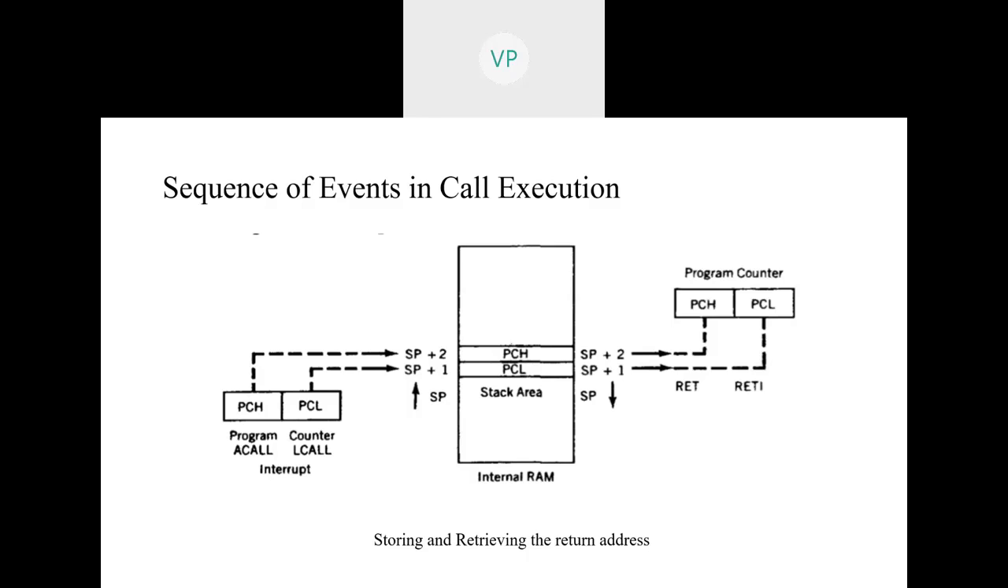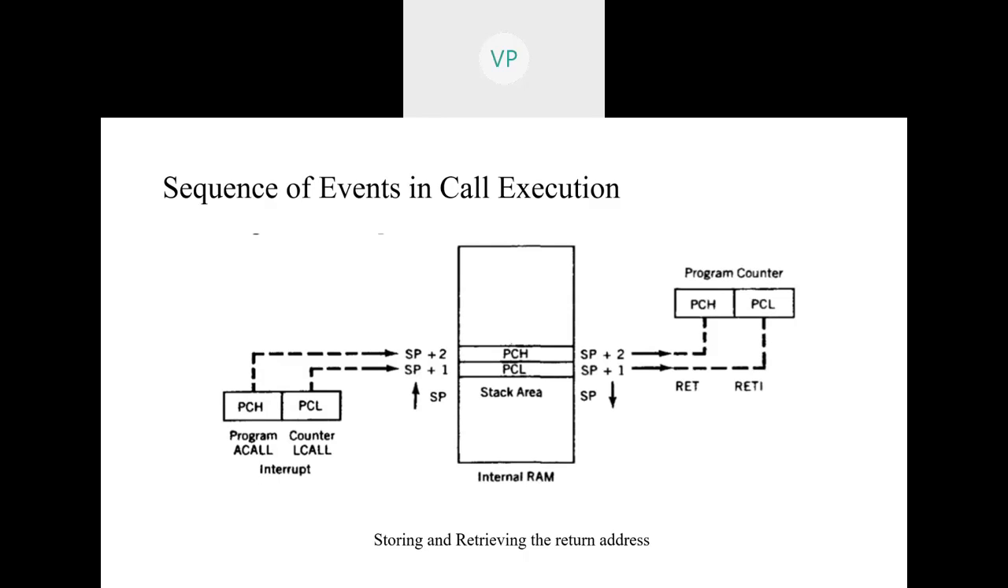Now the processor has to stop running this program. Also, we know that the program counter will always hold the address of the next instruction, so after the call instruction, the next instruction's address will be stored in the program counter. The first thing the processor has to do, while giving control to the subroutine because of the call instruction, is store the address of the next instruction onto the stack area.